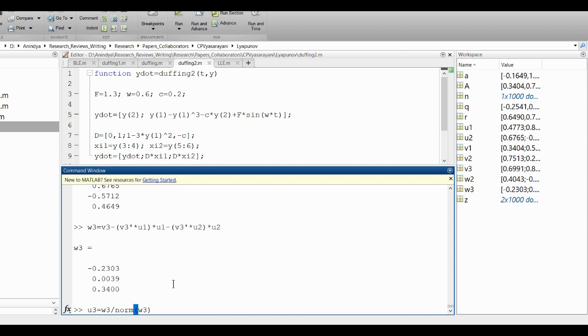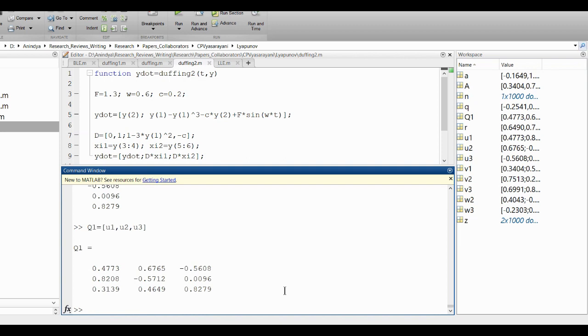I hope you agree that I have done the QR decomposition. What I will call it is Q1 is equal to, I will write U1, U2, U3. This is my orthonormal basis. Okay, now let me say QR is equal to QR of A.